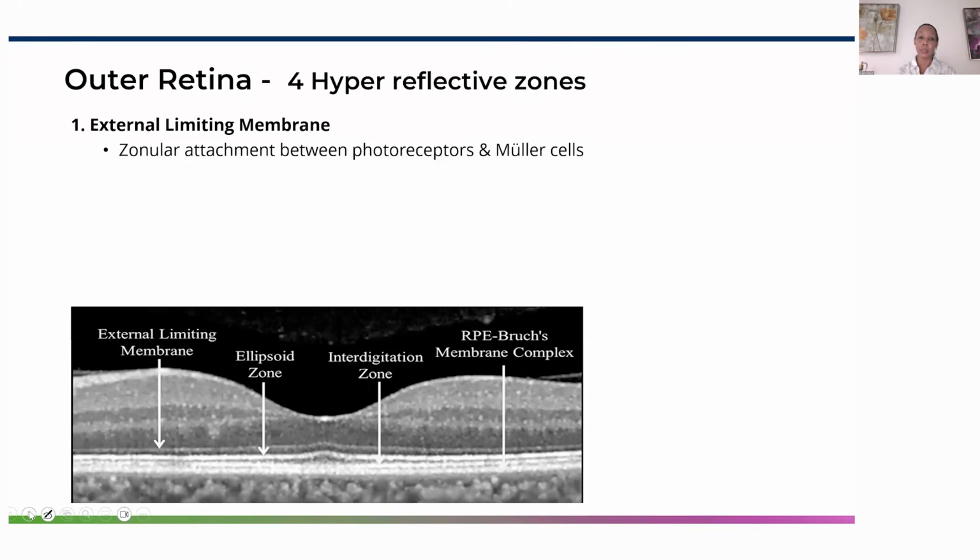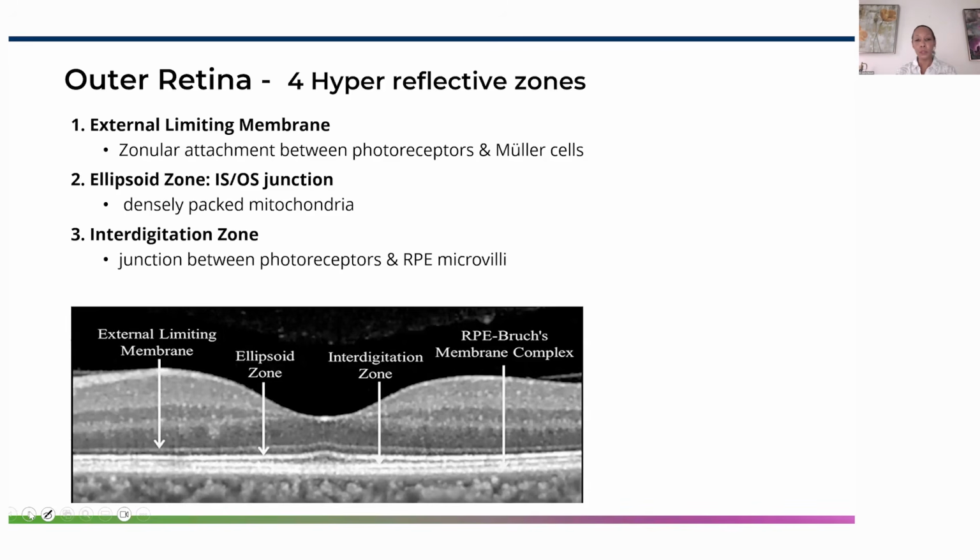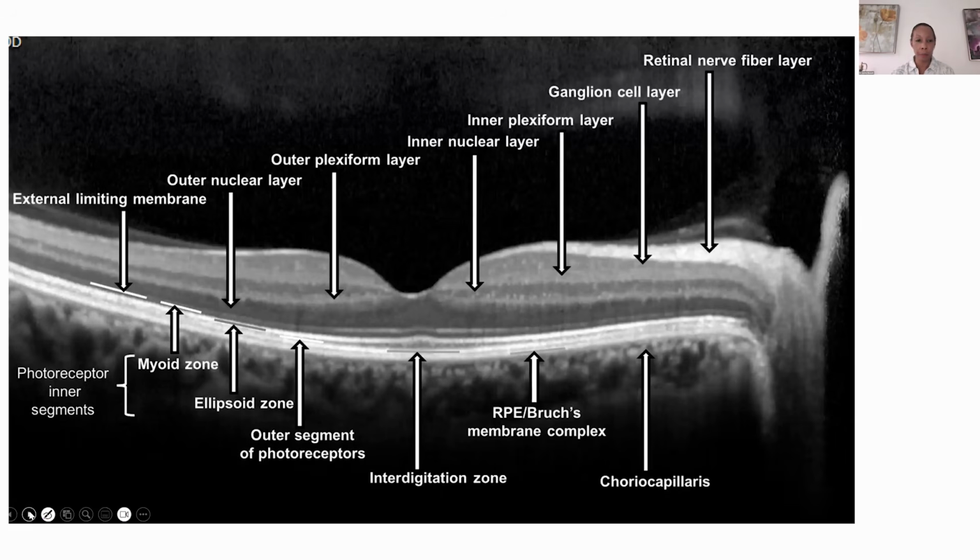And if you're looking at the outer retina, there are 4 hyperreflective zones that you need to know about for this talk. One, there's the external limiting membrane, which is that zonular attachment between the photoreceptors and Muller cells. There's the ellipsoid zone, which is the inner segment, outer segment junction, which has densely packed mitochondria. Then there's the interdigitation zone, which is a junction between the photoreceptors and the RPE microvilli. And then you have the RPE-Bruch's complex. So those are your 4 hyperreflective zones in your outer retina. So just again, you can recap before we go into the meat of the matter.